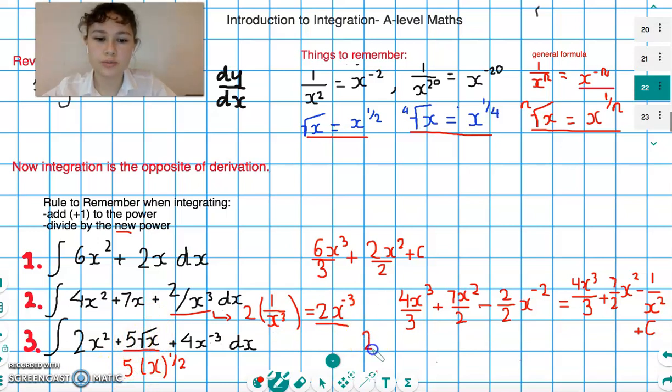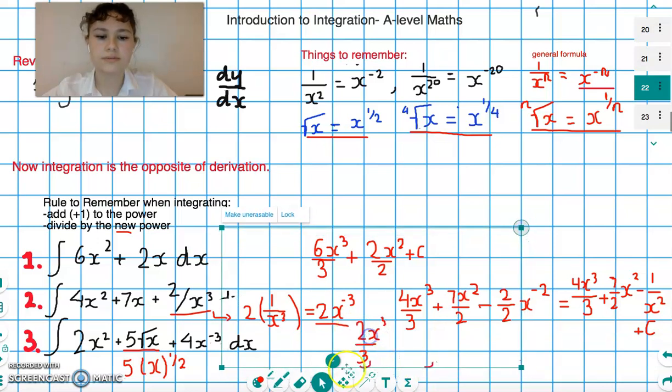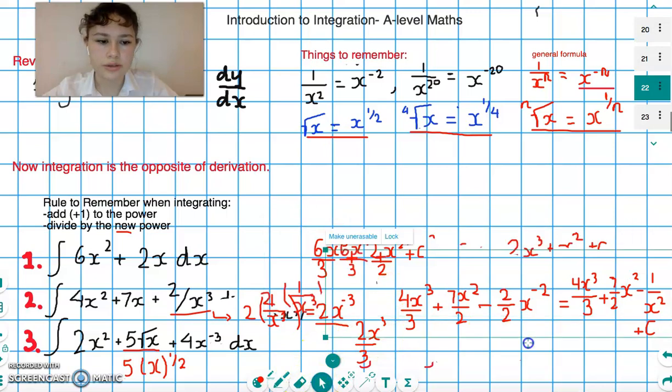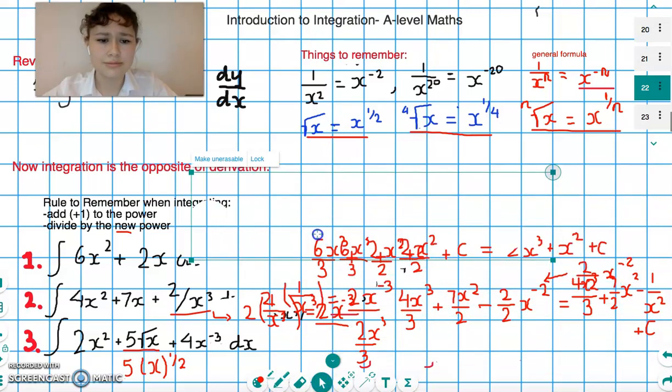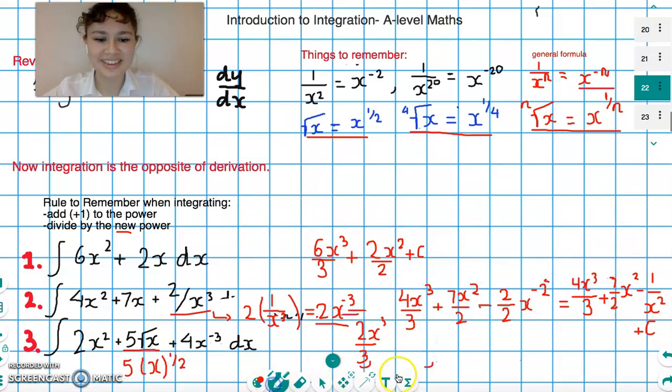So 2x plus 1 to the power, which is 3, divided by the new power, which is 3. Let me just move this. Actually, what I'll do is I'll move this. Oops. Okay, let's just continue. Plus 1 to the power, which is 3 over 2, and divide that by 5.